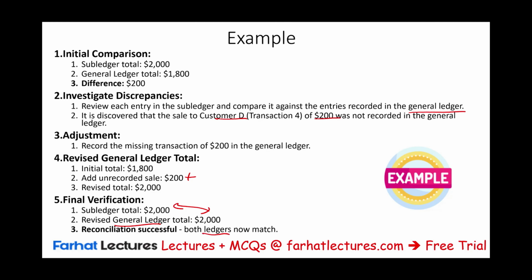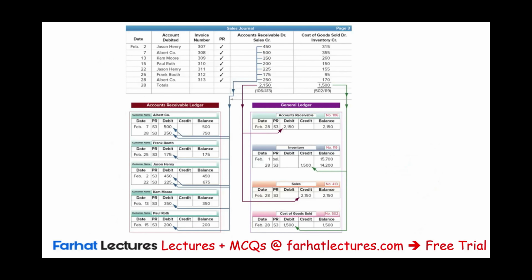Both ledgers now match. Now I'm going to show you here a sample of a ledger from the real world to give you an idea. This is an accounting information system, but this could take the form of many other presentations. But here's the sales journal. On February 2nd, we sold to Henry, invoice number 307, $450 worth of goods. Now we debited accounts receivable, credited sales, debited cost of goods sold, credited inventory.